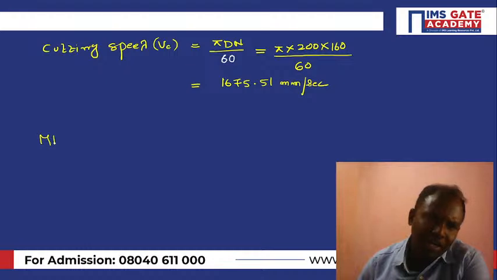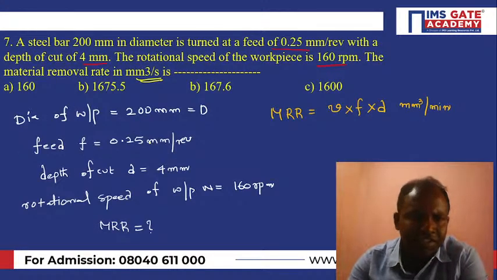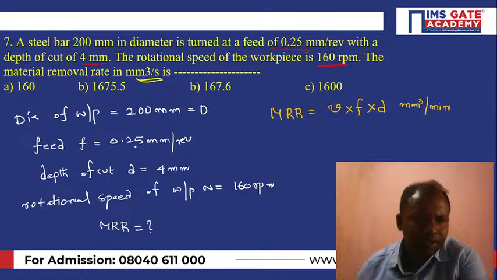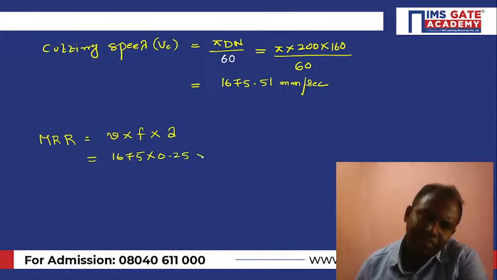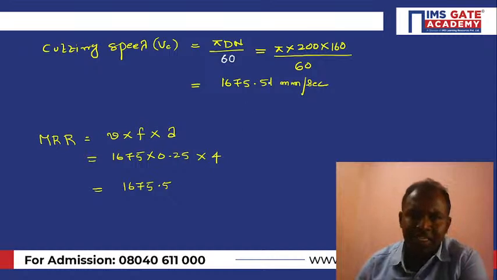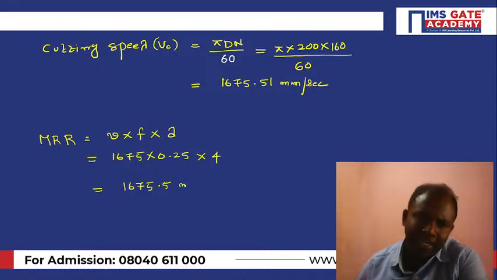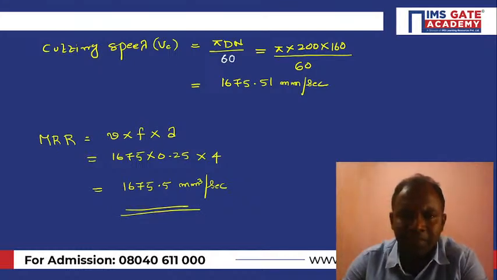Now my metal removal rate is equal to V into F into D, such that V is 1675 into feed. Feed is how much, guys? Feed is 0.25 and depth of cut is 4 mm. If you solve that, it is going to be 1675.5. Actually here 0.5 I have to substitute. Now it will come in mm cube per second. All right guys, like that you have to calculate the metal removal rate.